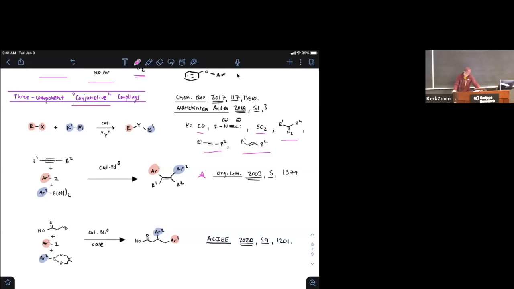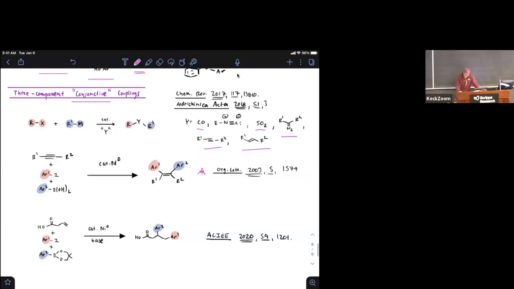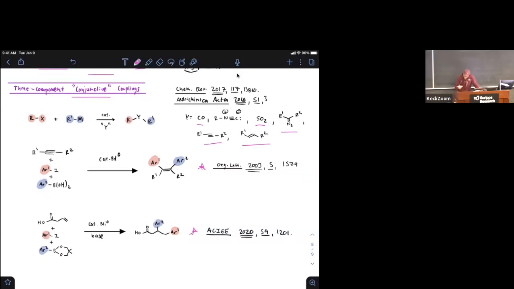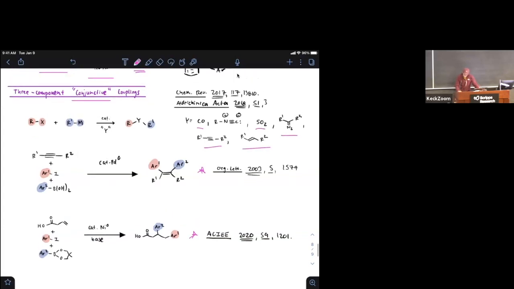So here's an example of that type of coupling from the lab of Lautens, a three-component conjunctive Suzuki-type coupling across an alkyne. So here, when you see this type of coupling, you just think about the logical framework that we've established for palladium cross-couplings: oxidative addition, transmetallation, reductive elimination, and then you're going to have some intervening steps with the conjunctive component. So in this case, coordination of the alkyne, migratory insertion, which will then precede transmetallation. And then here's an example from my group where we do essentially the same thing, a conjunctive cross-coupling across an alkene that contains a directing group under nickel. Good. Any questions on that?